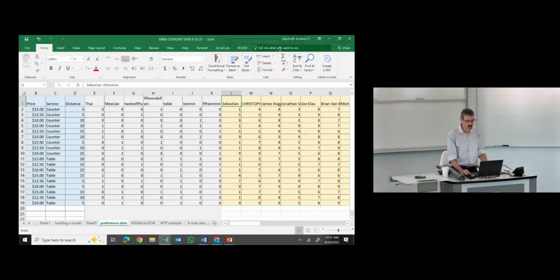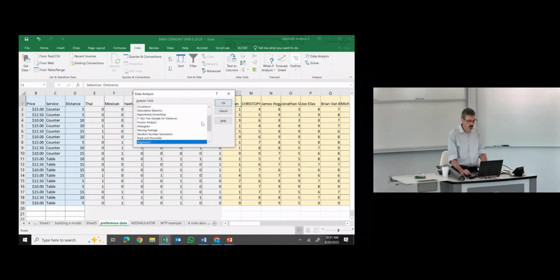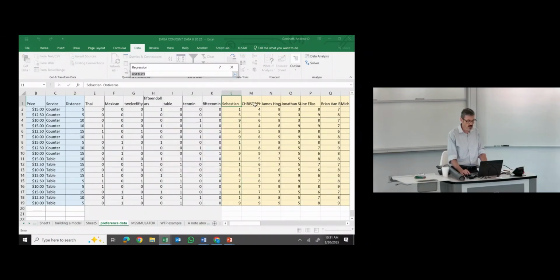So I'm going to say data analysis, regression, and the Y range instead of Sebastian is, let's look at Christopher. Is it Christopher or Christoph?